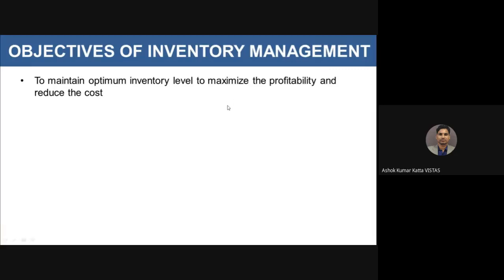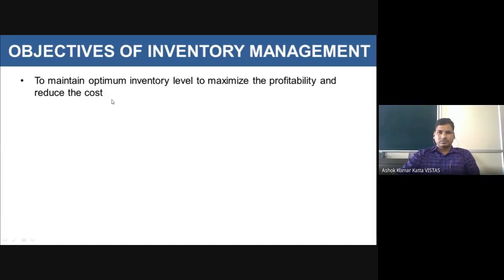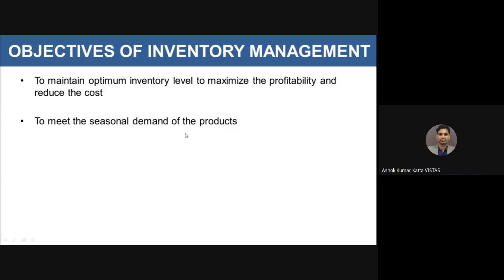So all we have discussed, in a summarized way: to maintain optimum inventory level to maximize the profitability and reduce the cost. Then to meet the seasonal demand of the products. So if we are not maintaining adequate inventory, we may miss on the demand. And that cost is referred to as opportunity cost because we are missing on the opportunities of business because we are not having adequate level of stock. So missing on opportunity cost.